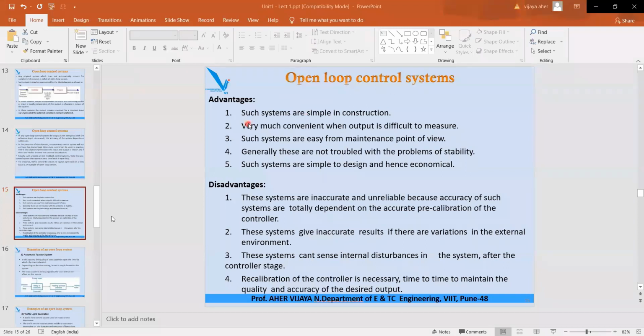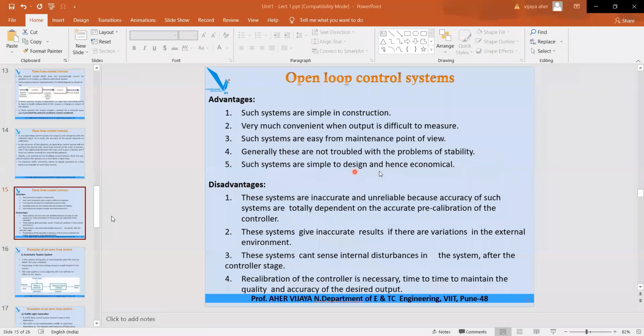First, such open loop control systems are simple in construction because there is no feedback element. So it is very convenient when output is difficult to measure. Such systems are easy from a maintenance point of view. Generally, these are not troubled with problems of stability. There is no problem of stability in open loop control system, whereas there is a problem of stability in closed loop control system. We'll see.